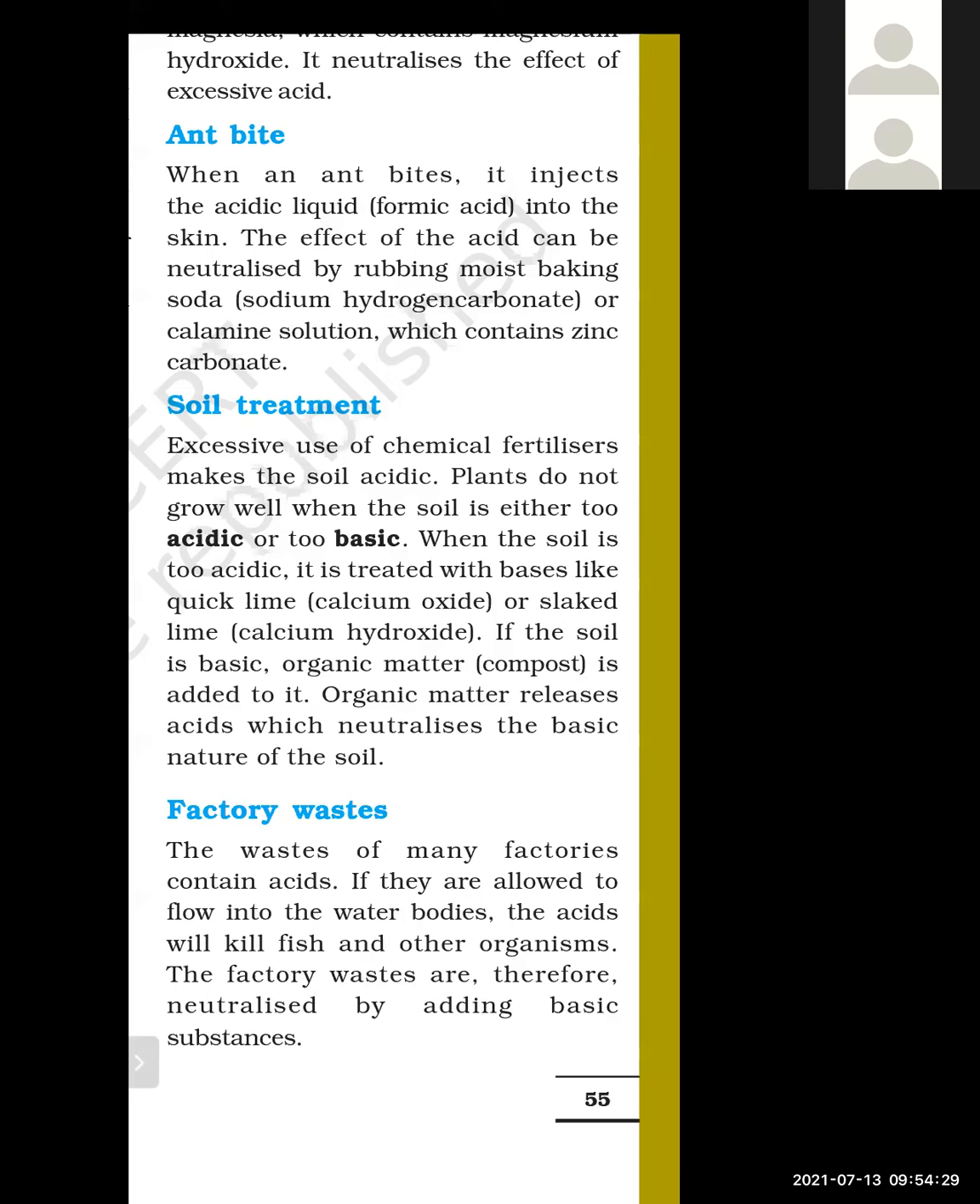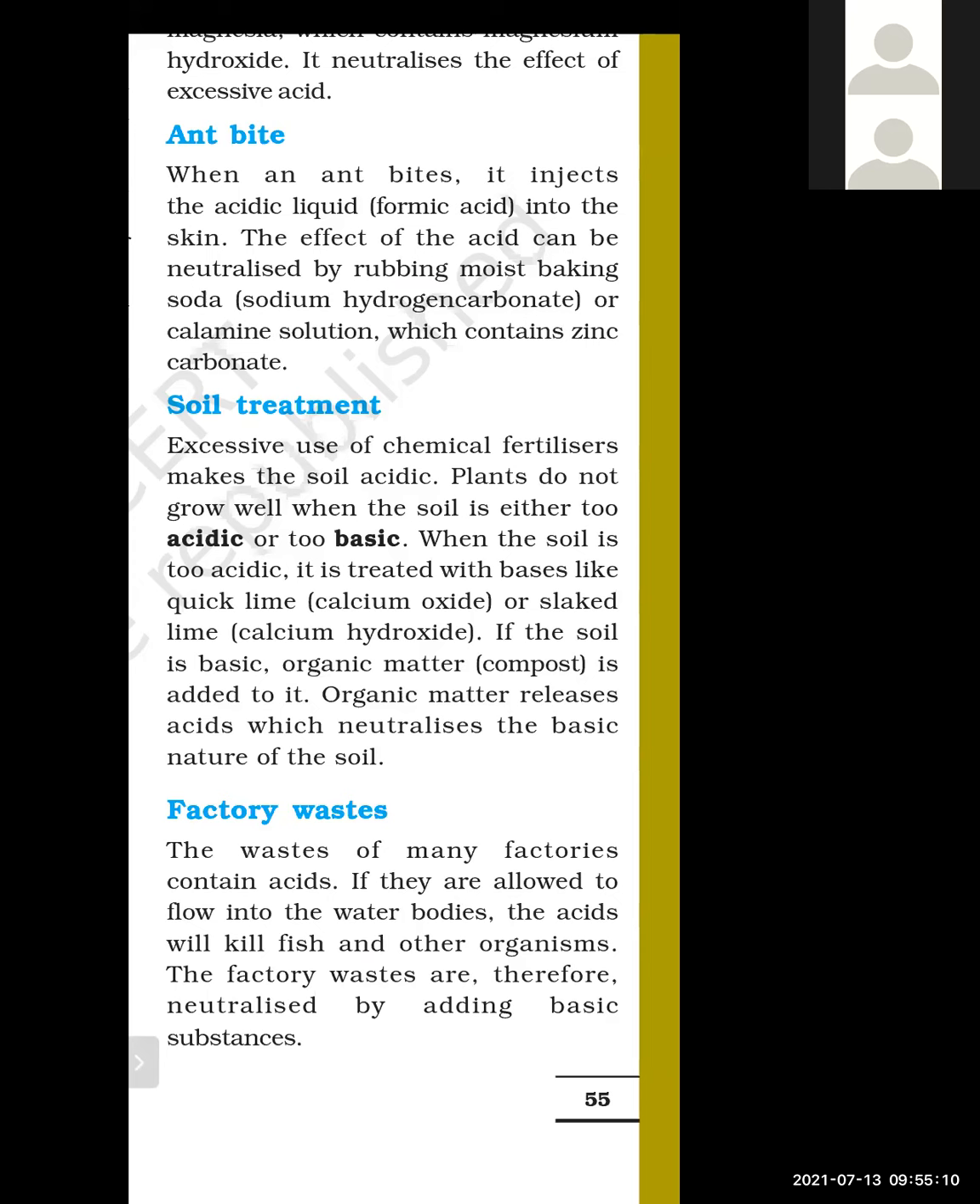If the soil is basic, organic matter like compost, which is made up of cow dung that we make at our home, at our farm, or manure, is added to it, because organic matter, compost and manure have an acidic nature. If the soil is basic, we will use this acidic substance in the soil so that the soil becomes neutral. Organic matter releases acid which neutralizes the basic nature of the soil. So in this way, we can treat our soil.